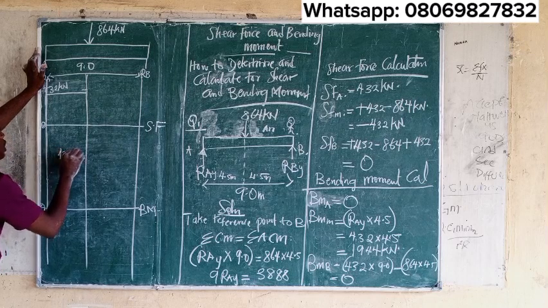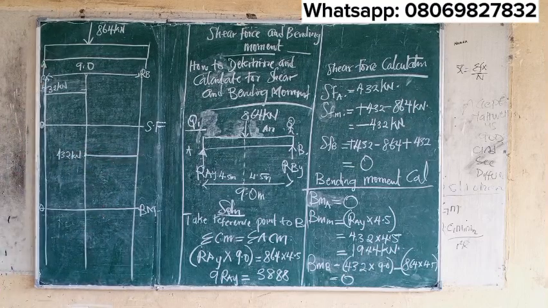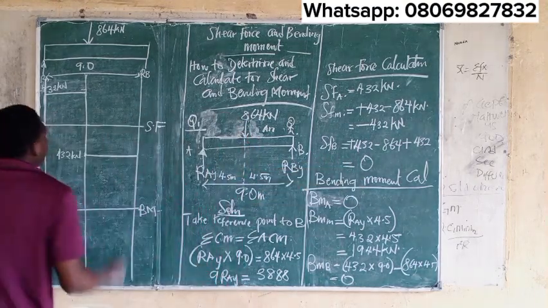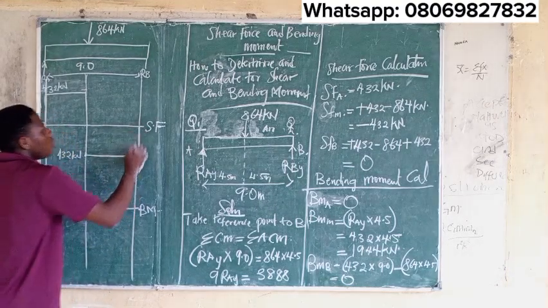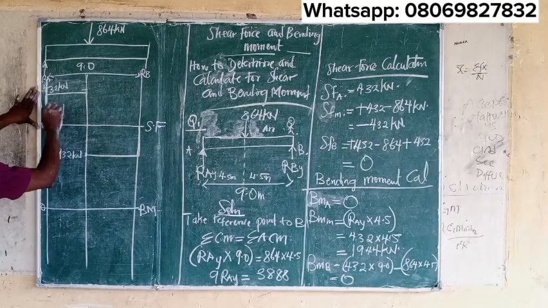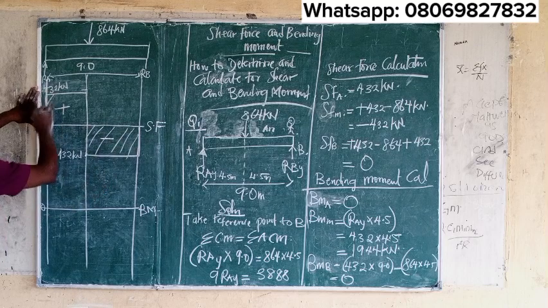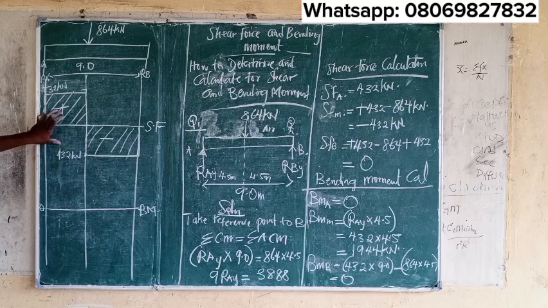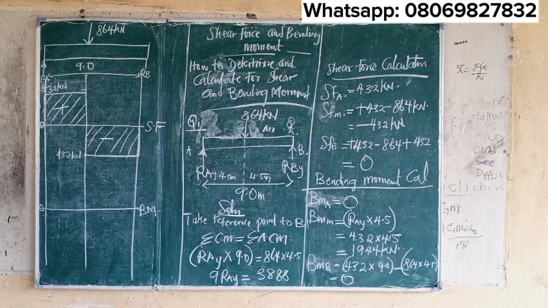So this is our 432 kilonewton down to this point, our shear force for the midpoint. Now, shear force at point B is 0. So we are going back to the origin. We are going back to the origin. So this is your positive and this is your negative. So you can do this. Now this is your shear force diagram for this structure or for the beam given.